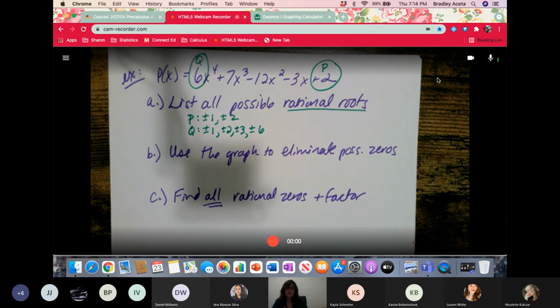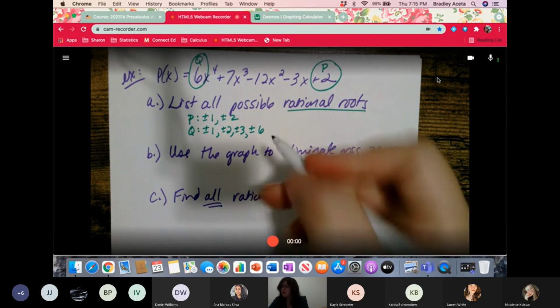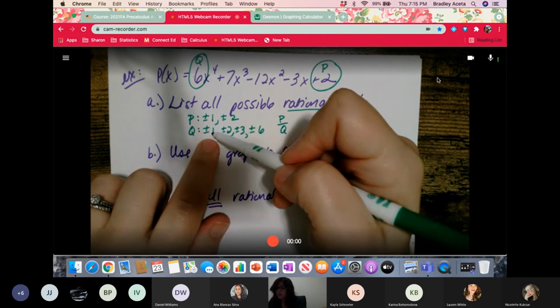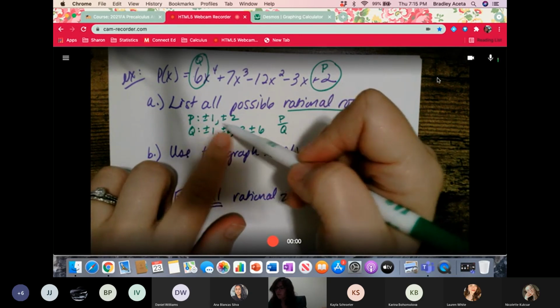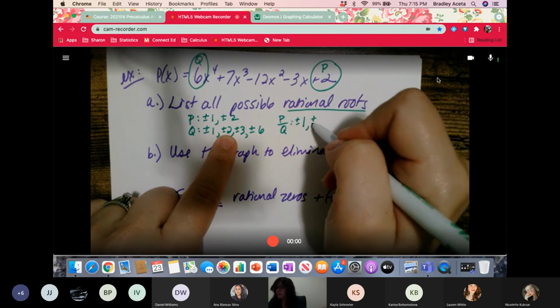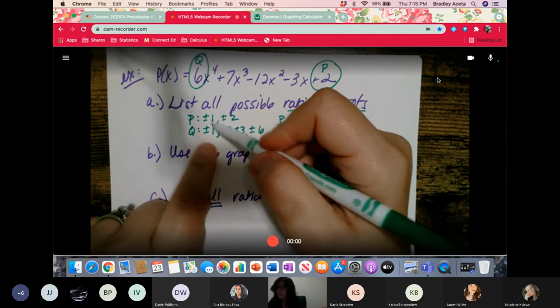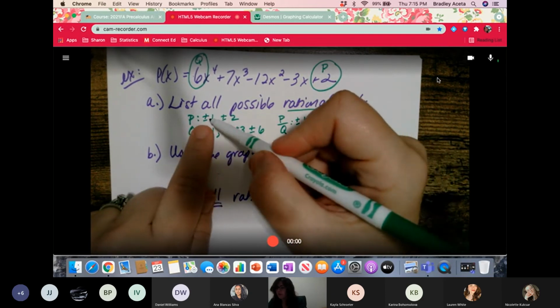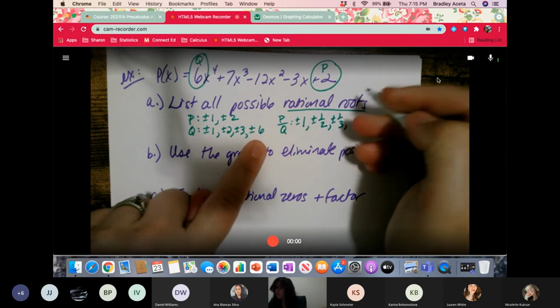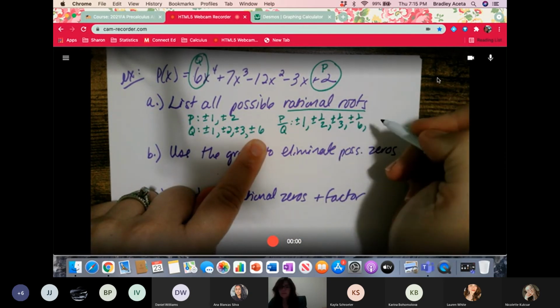Now the rational root theorem says that the possible rational roots, not the roots themselves, must be in the form of P over Q. So what you would do is write every P and put it over every Q. So 1 over 1 is plus or minus 1. 1 over 2, plus or minus 1/2. You literally put every P over every Q. 1 over 3, plus or minus 1/3. 1 over 6, plus or minus 1/6.